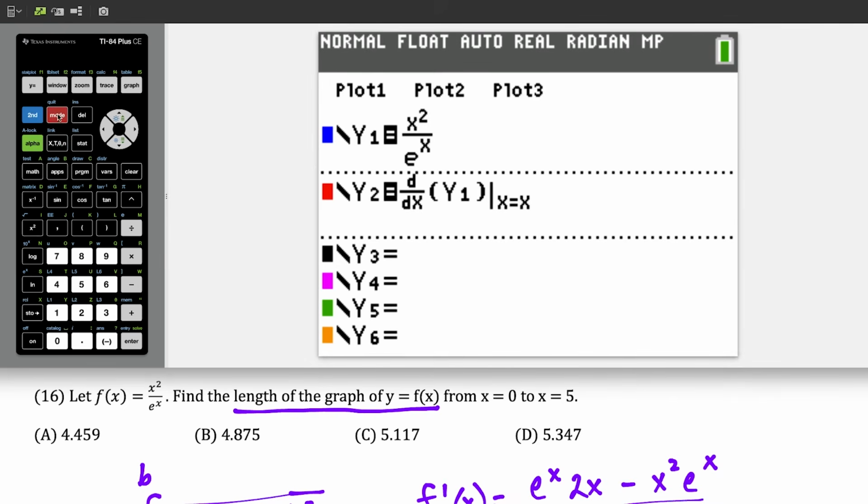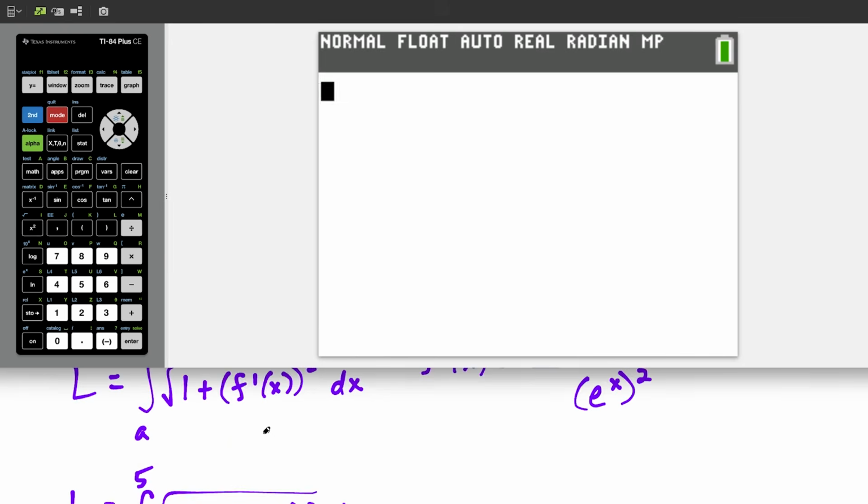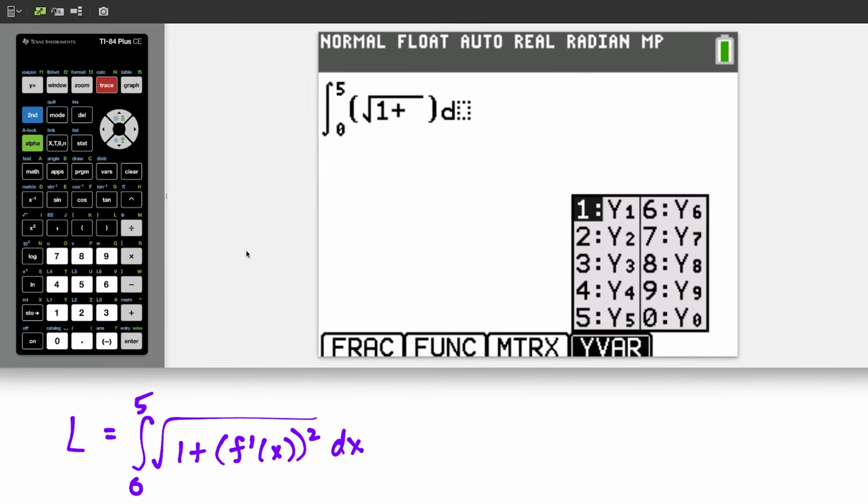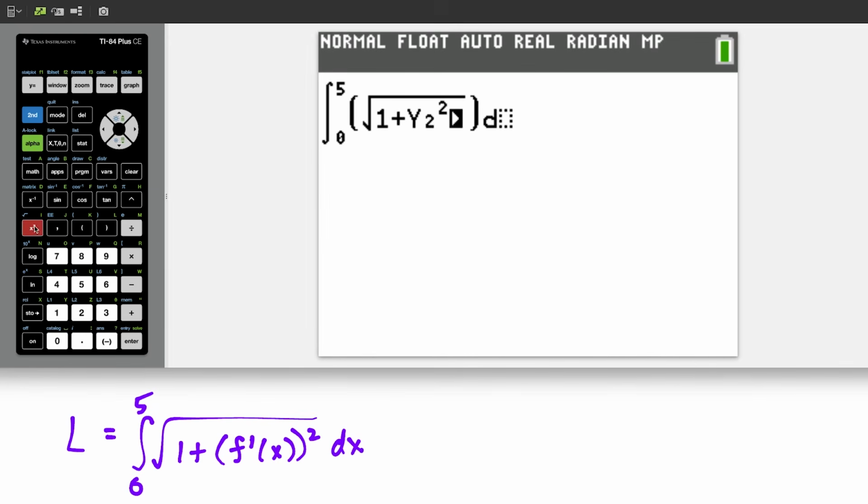So now I could go to the main screen, and what I'm going to do is type in this integral as is. I'm going to press math 9, and we have the integral from 0 to 5. And now in the integrand here, we have second x squared to pull up the square root, and we have 1 plus, and remember, I did the derivative in the y2 spot, so I could press alpha trace number 2, and then just square it, okay?